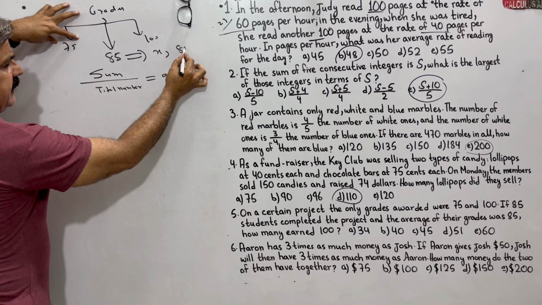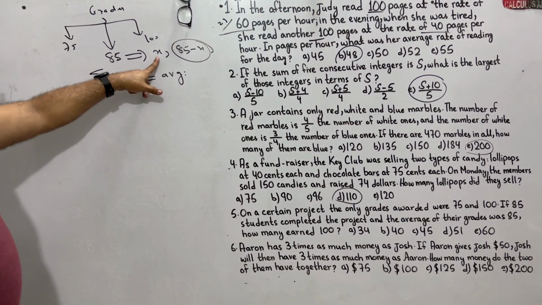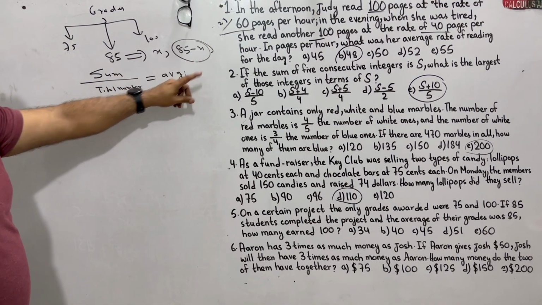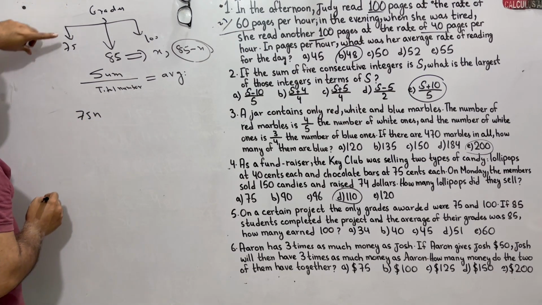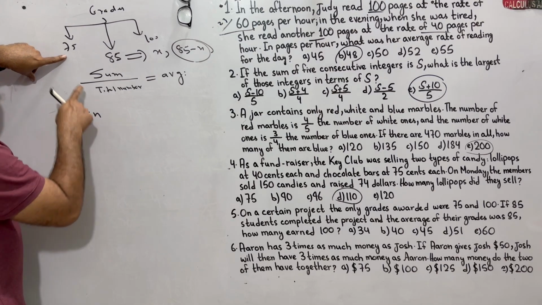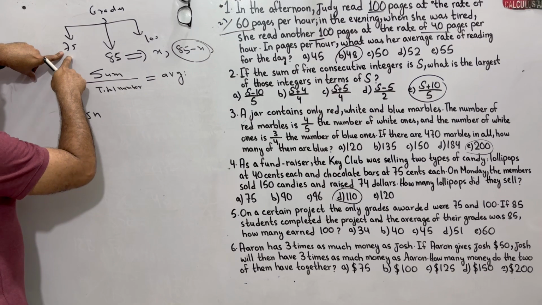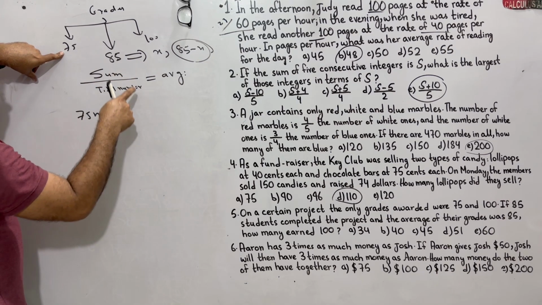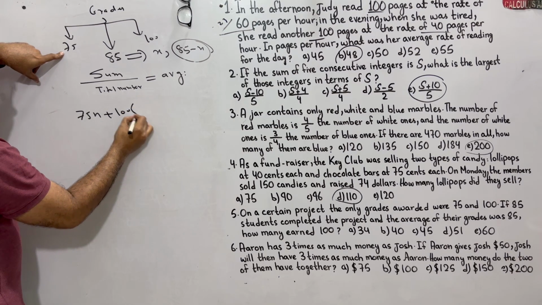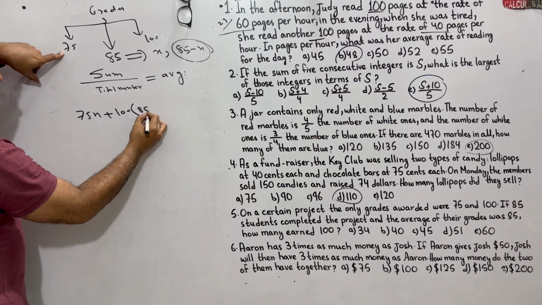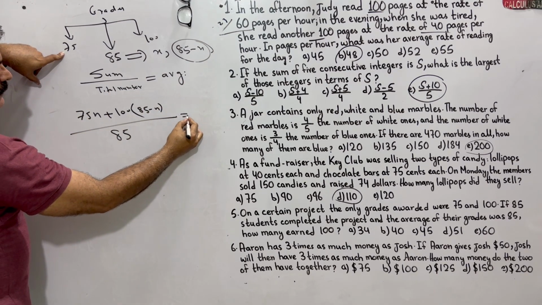X and 85 minus X. So I am going to have 75 times X. Suppose X students secured the 75 grade, while 85 minus X is the number of students who secured the 100 grade. Total number of students is 85, and the average is also given to us, that is 85.